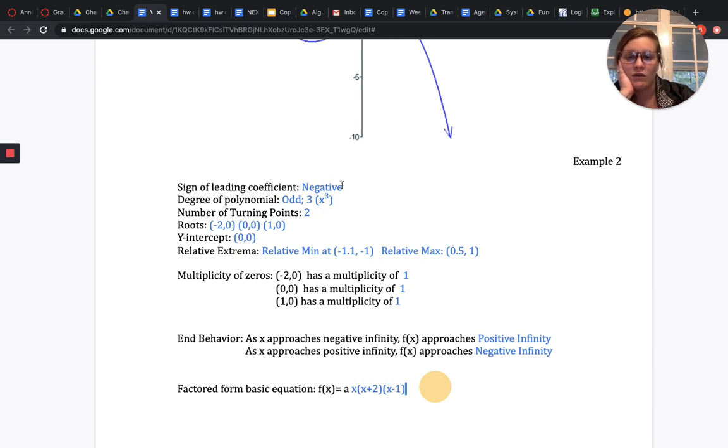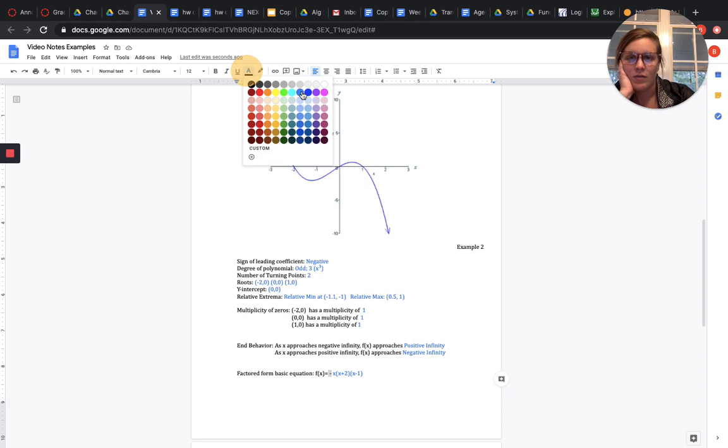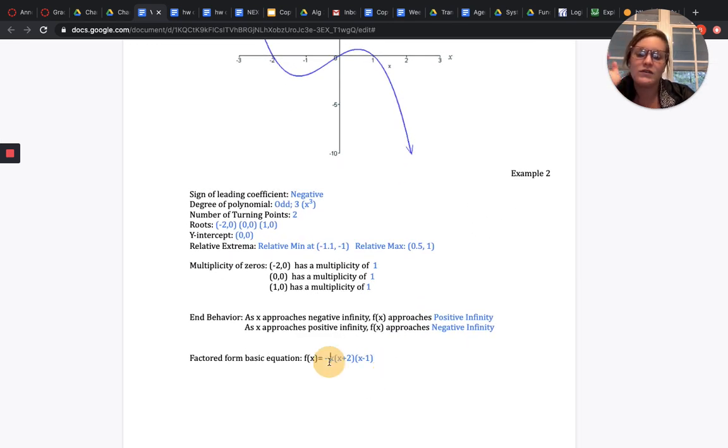The sign of leading coefficient. So this one's negative. That means this a value in front has to be negative. Again, if you don't want to put that a there, then you just need to have a negative in front to represent that leading coefficient. And again, that's what that a value stands for, is negative. So that negative is super important.